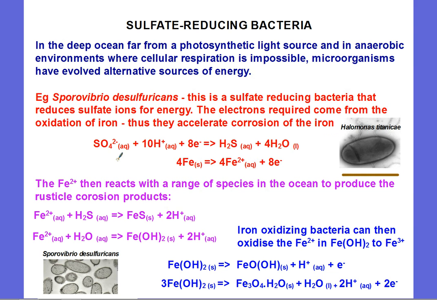That Fe2+ then reacts with a range of species in the ocean to produce the rusticle corrosion products. So you've got these ions reacting with the hydrogen sulfide produced from the sulfate-reducing bacteria to produce iron sulfides. They can react with water to produce iron hydroxides. Then there are other species of bacteria in the ocean called iron-oxidizing bacteria, and they can oxidize Fe2+ to Fe3+, and that turns that iron(II) hydroxide into things like iron oxide hydroxide and magnetite as well.